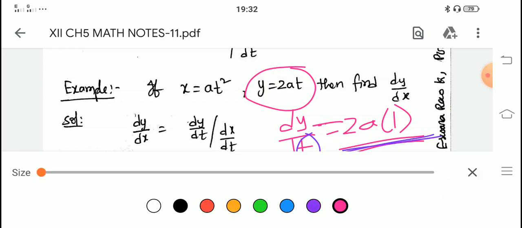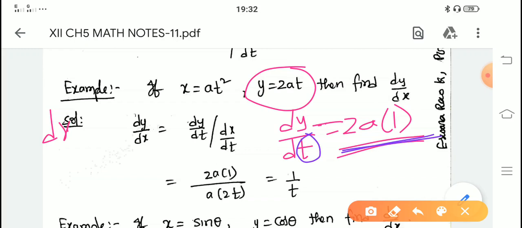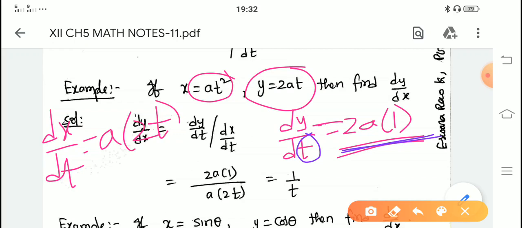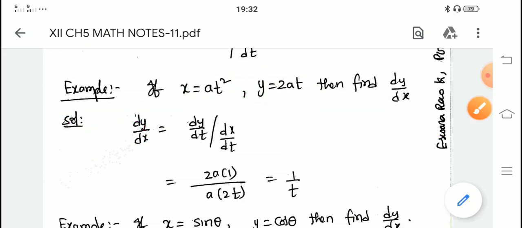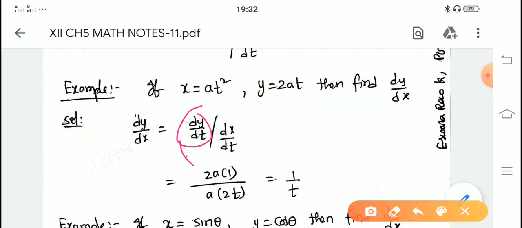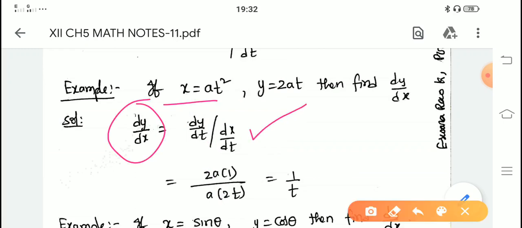Similarly, what is dx by dt? dx by dt is equal to a into 2t. If you carefully observe, dy by dt is 2a into 1, and dx by dt is a into 2t. After cancellation of a and a, 2 and 2, we get 1 by t. That is the first example. Hope you understood very clearly how to find dy by dx when x and y are given in terms of one parameter, t or theta, or sometimes some other variable instead of the parameter t.